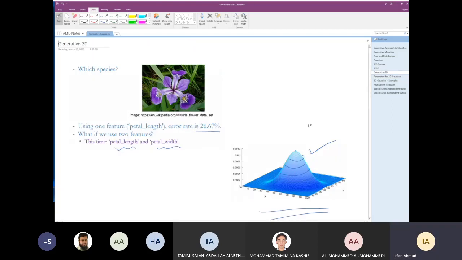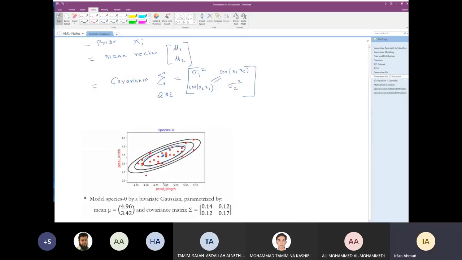This is the same thing, the contours. As you go further, your likelihood keeps decreasing. Okay, so this is what we have. So these are the contours. The highest is here. As you go further and further, your likelihood keeps decreasing.